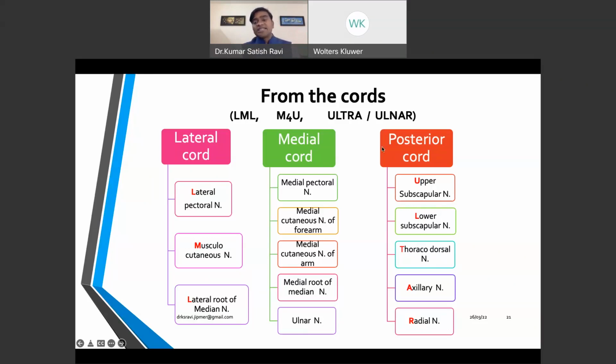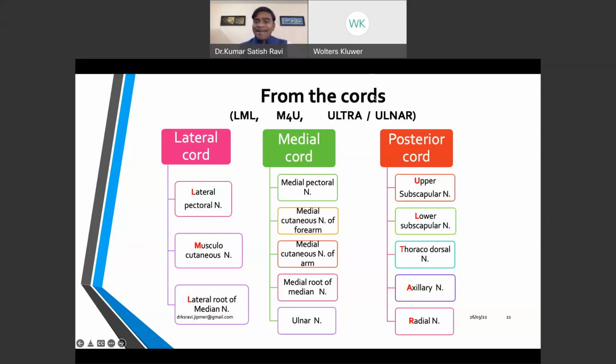Now, for the branches from the posterior cord, we have given the mnemonic ULNAR, or we can say ULTRA. U stands for the upper subscapular nerve, L stands for the lower subscapular nerve, T stands for the thoracodorsal nerve, A stands for the axillary nerve, and R stands for the radial nerve. So these are the 5 branches from the posterior cord of the brachial plexus.